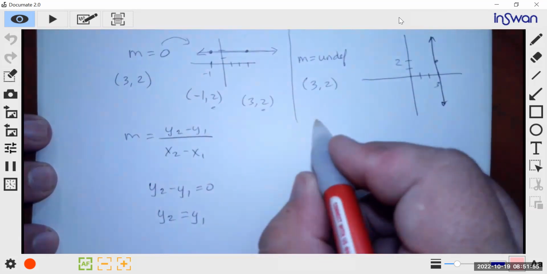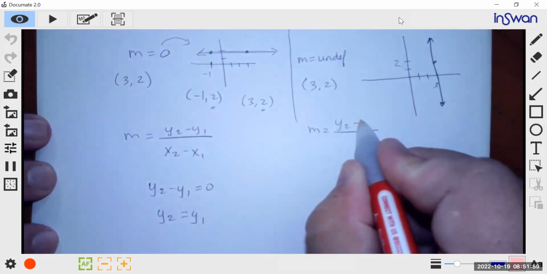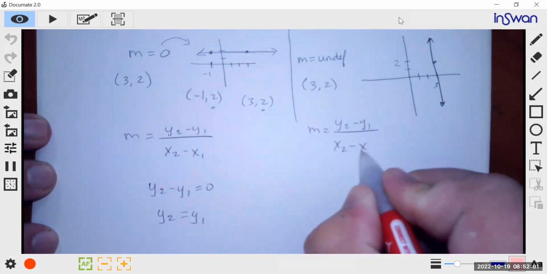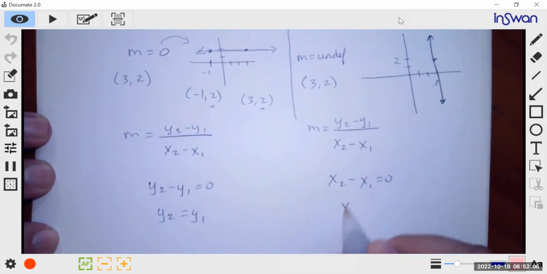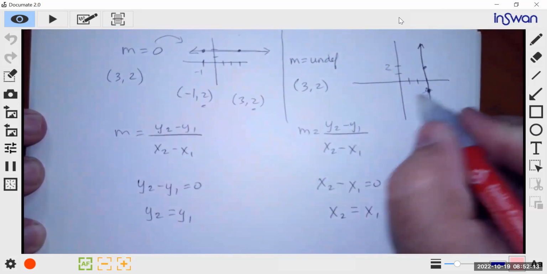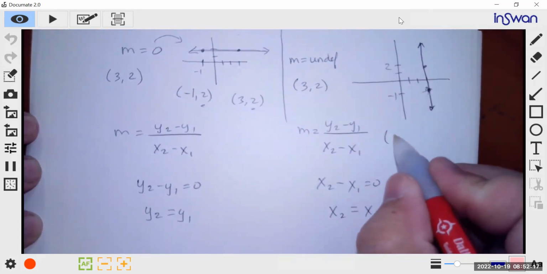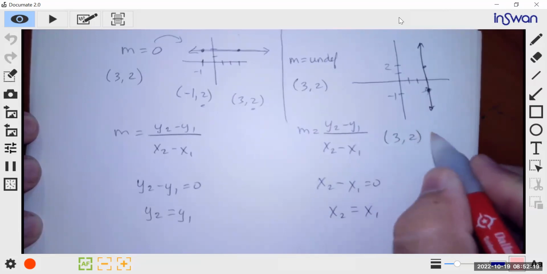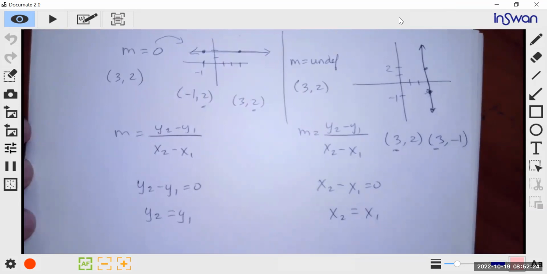For an undefined slope, the only way it can be true is if the bottom is equal to 0, which means all the x values have to be the same. So we have (3, 2) and (3, -1). If the x values are the same, it goes vertically. It's an undefined slope.